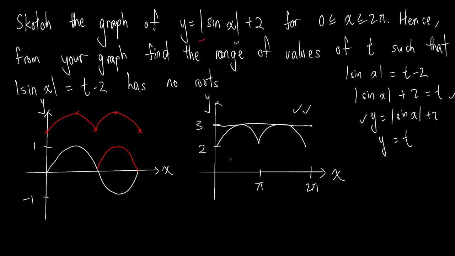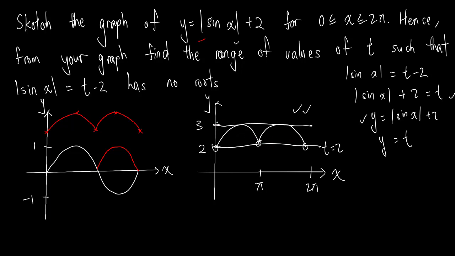Or let's try 2. Let's say t is 2, then we will have another horizontal line like so. And subsequently, we will have 3 roots. As you can see from here, the line t equals 2 has 3 intersections. So we are still getting roots. Please be reminded that we don't want to have any roots. Therefore, you want your t to be away from the graph. So in what range of t will your line be away from the graph?